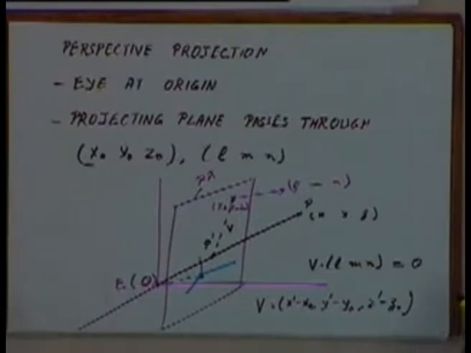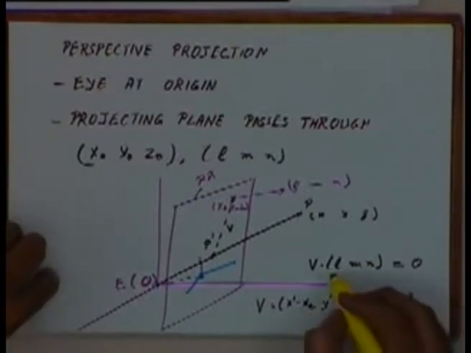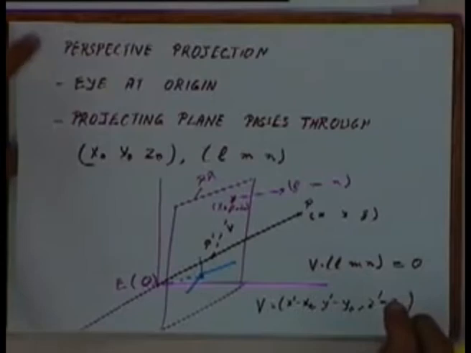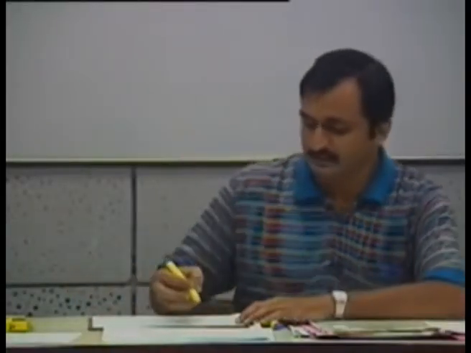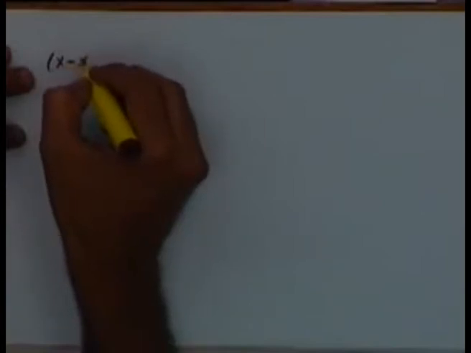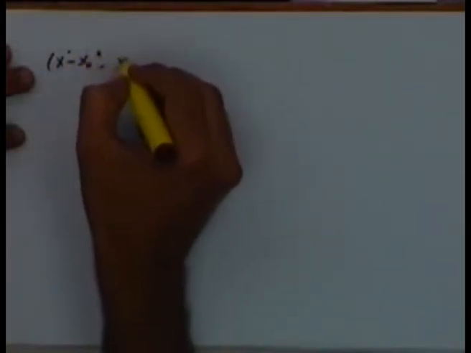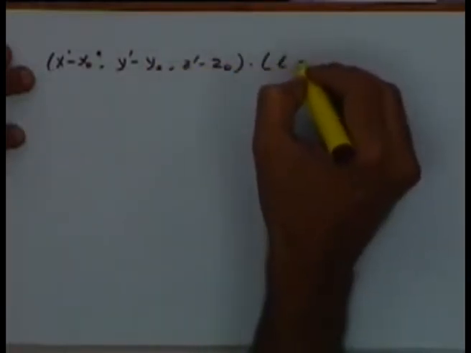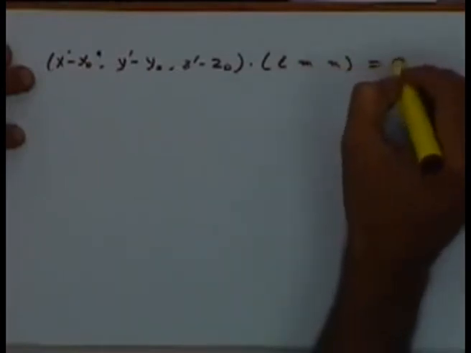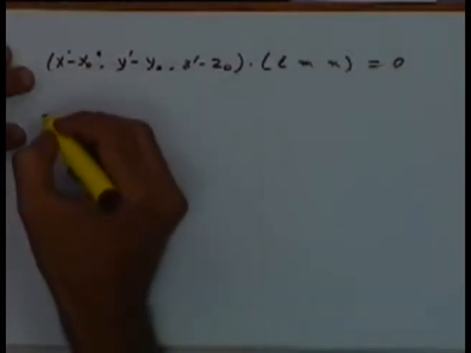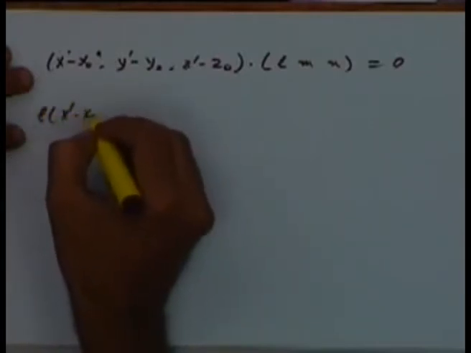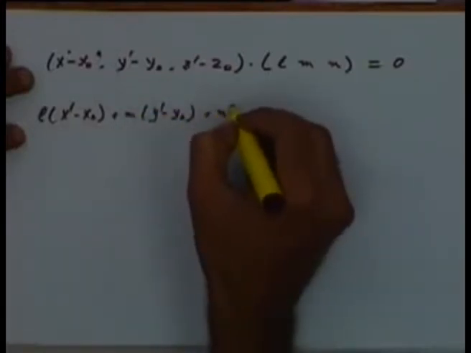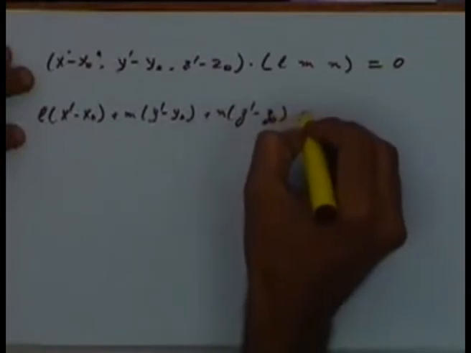So if we consider this vector V and its dot product with LMN, that has to be equal to 0. That means x prime minus x naught, y prime minus y naught, z prime minus z naught dot with LMN is equal to 0. That will mean L times x prime minus x naught plus m times y prime minus y naught plus n times z prime minus z naught will be equal to 0.